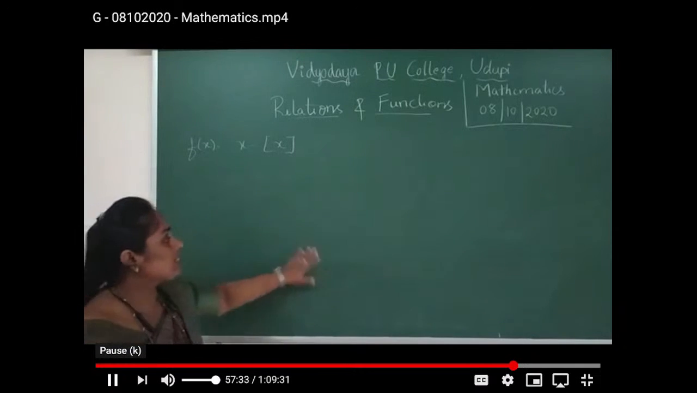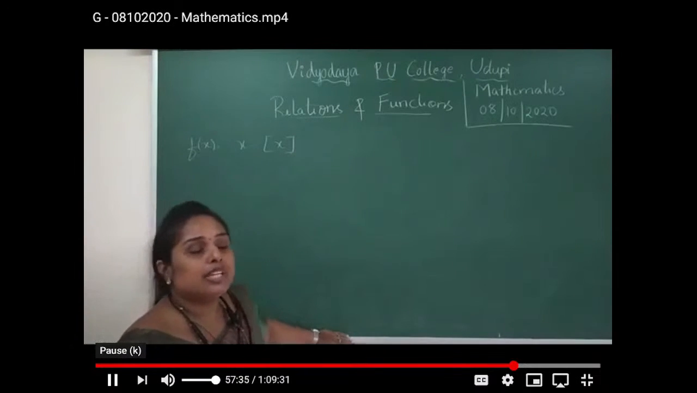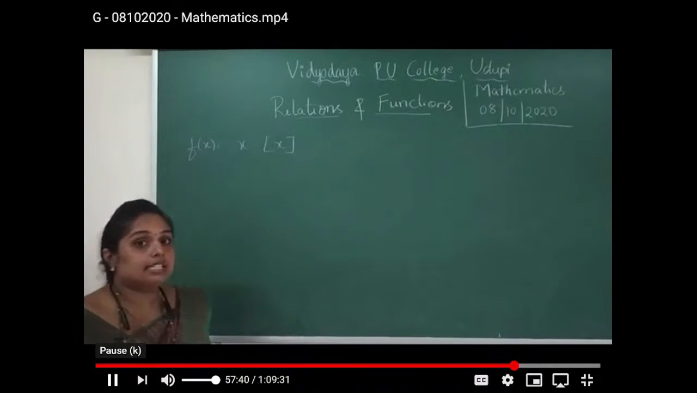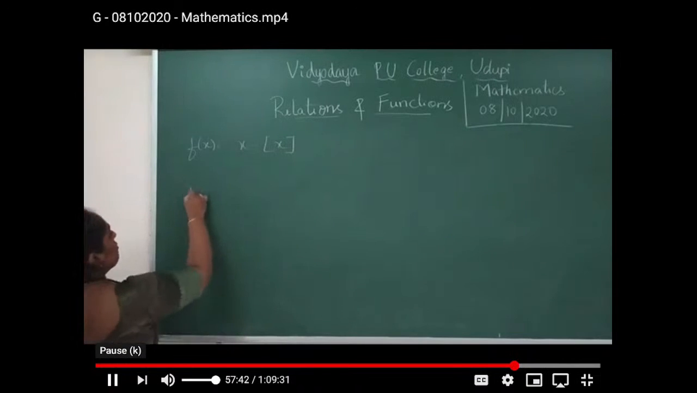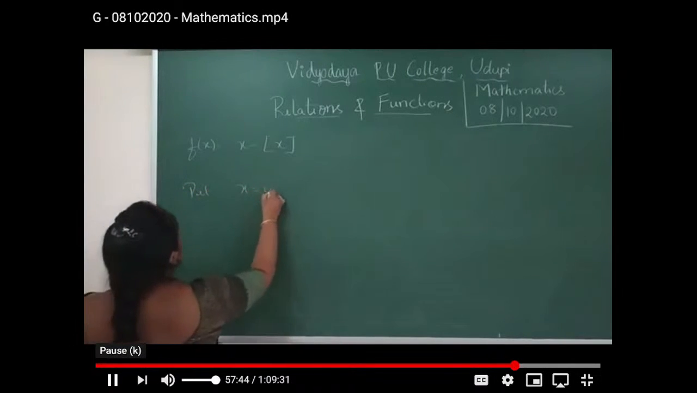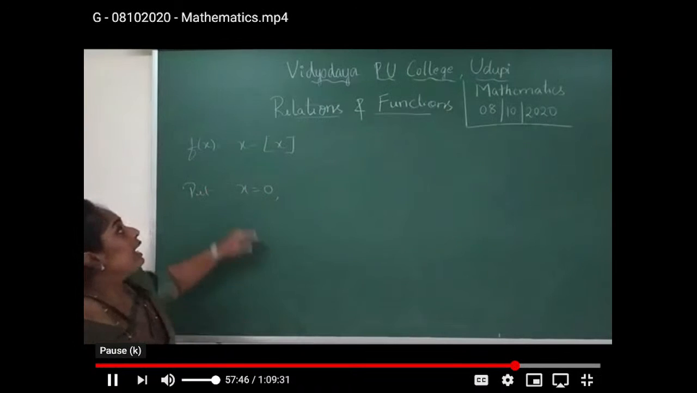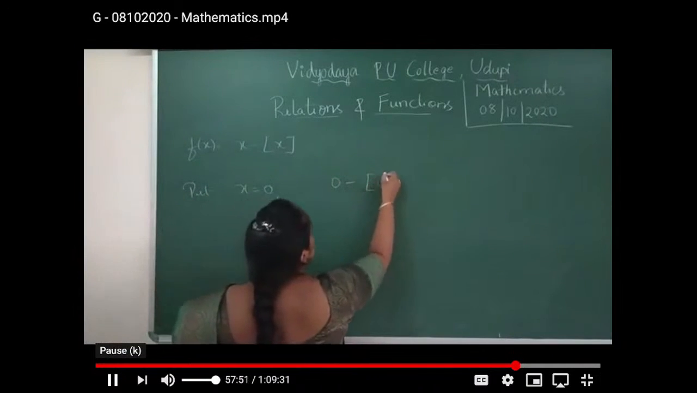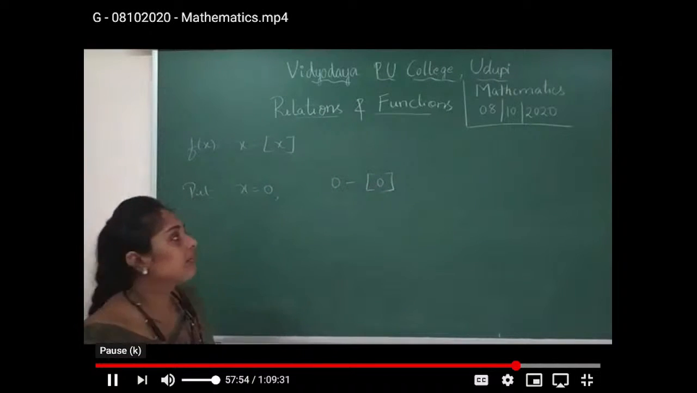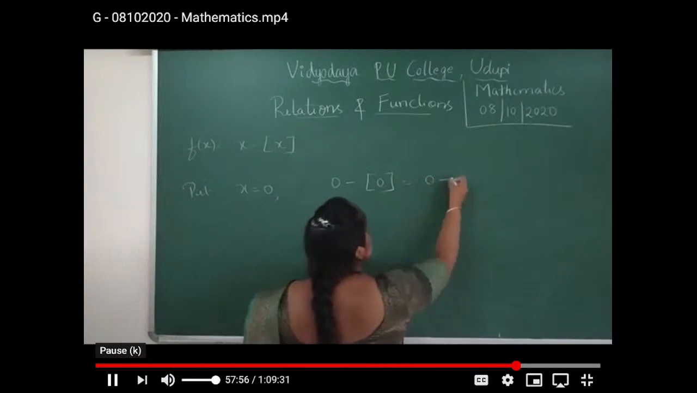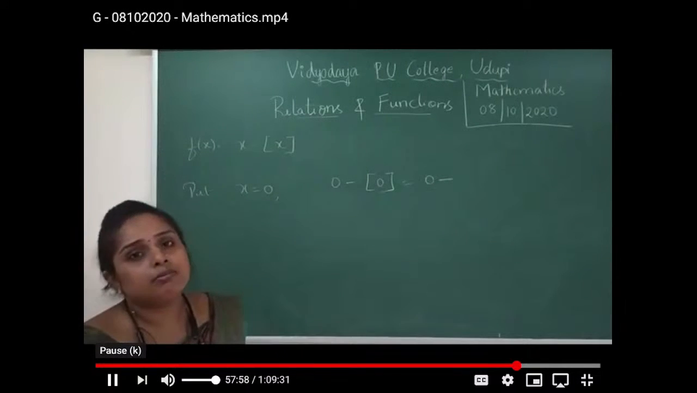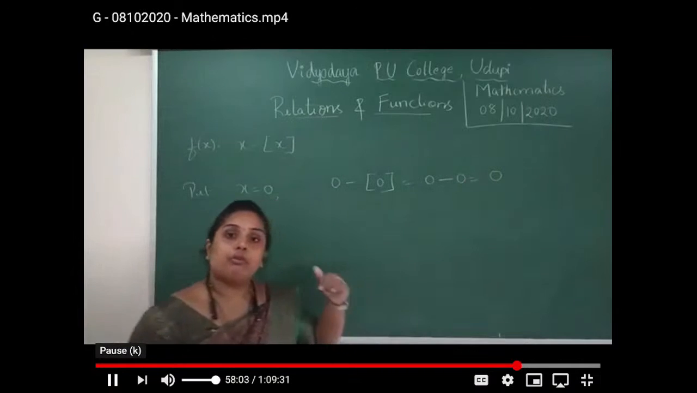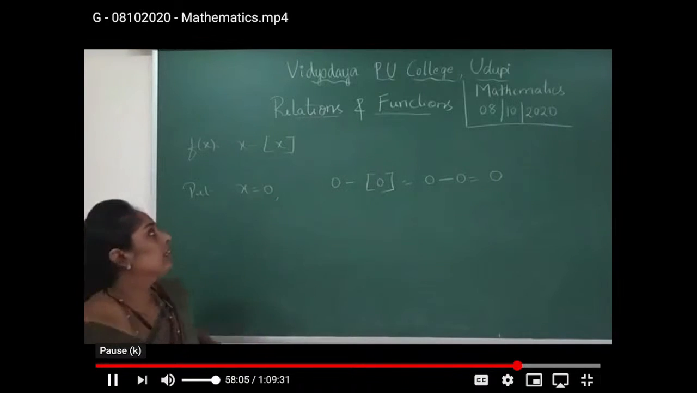Now that is not easy to do by the method. So here let us check with some examples. Examples will give you an easy answer. Easily you get the answer. If I put x equal to 0, let us see. If I put x equal to 0, 0 minus box 0, greatest integer of 0. So 0 minus, what is the greatest integer of 0? 0 only. So 0 minus 0 is 0. So if I put 0, I am getting 0.